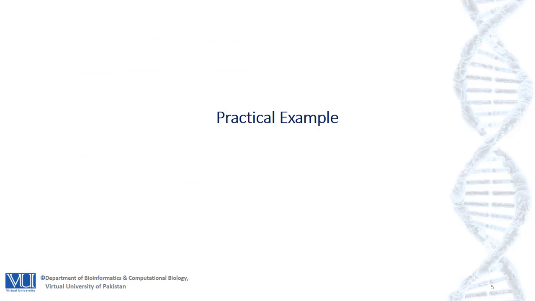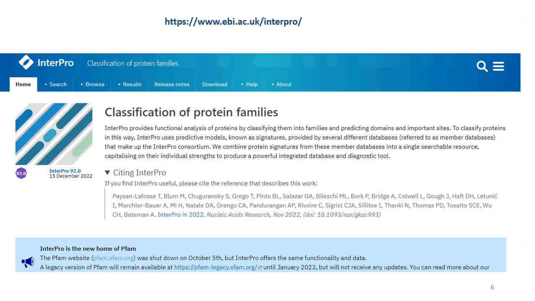So let's have a look at a practical example. To get to the website, you just have to click on the URL mentioned over there, or you can search for Interpro on Google, and you will be redirected to this web page. In the menu bar, we have different options like home, search, browse, results, release notes, download, help, and about. In the home page, you will find information about what Interpro is basically about, and from the help option, you will find some useful tutorials of Interpro as well.